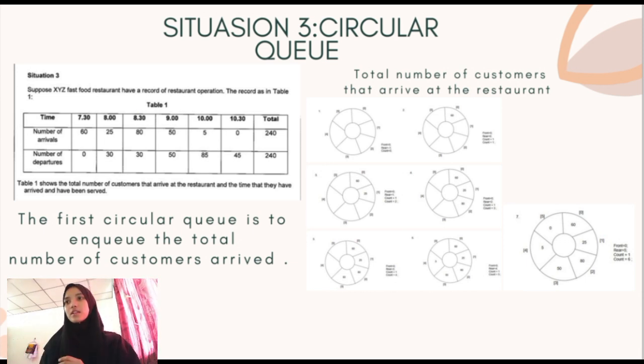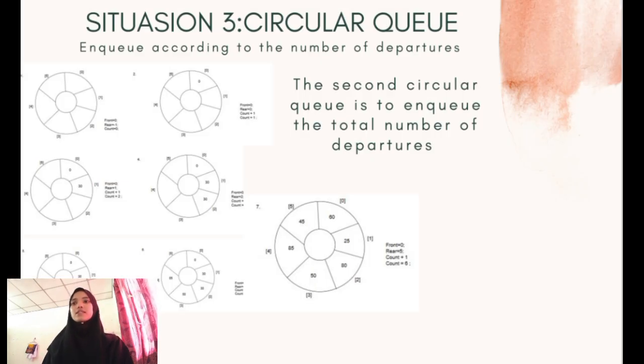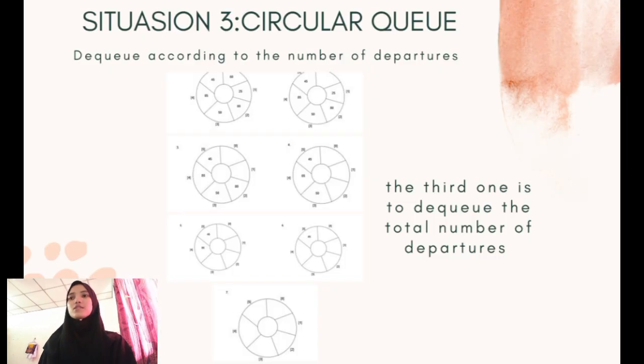And then for the explanation, situation 3 circular queue. In this situation, using circular queue to calculate the total number of customers that arrive at the restaurant and the time that they have arrived and have been served. The first circular queue is to enqueue the total number of customers arrived. The second circular queue is to enqueue the total number of departures, and the third one is to dequeue the total number of departures.